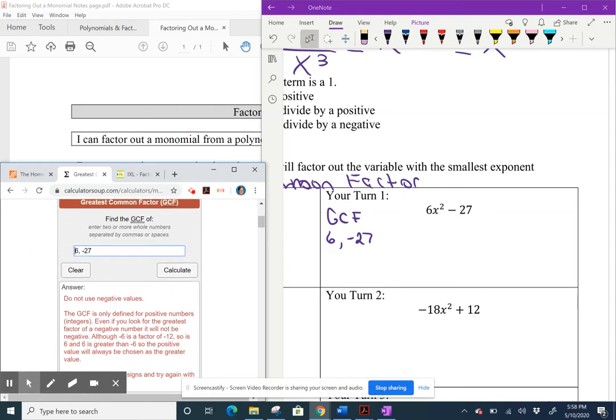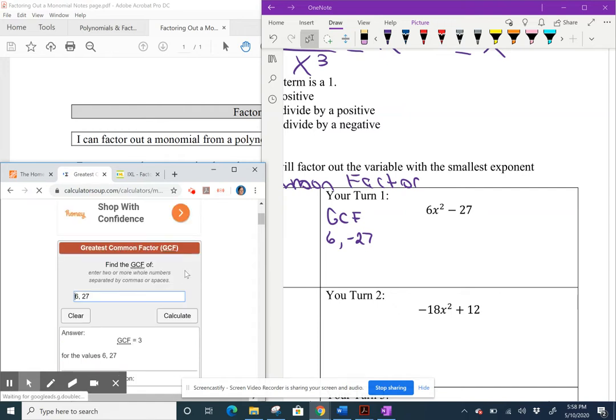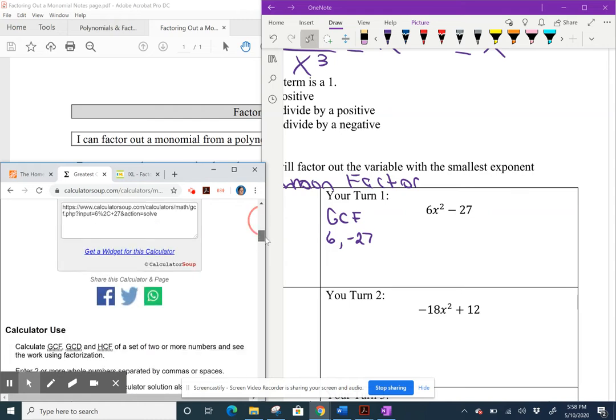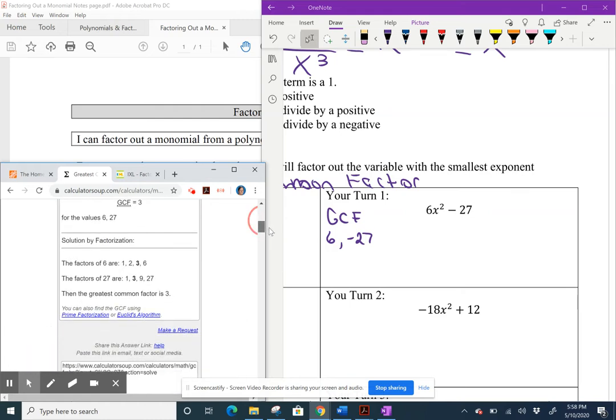Now, notice right here on this calculator, it does not accept negatives. Okay, so that's where you have to know if you're going to divide by a positive or you're going to divide by a negative, which we'll go further into.